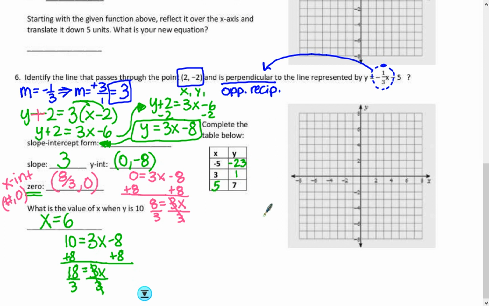Alright, last step is to graph this thing. Remember, we always start our graph at our y-intercept, which is at negative 8. And then from there, I'm just going to slope it up. So I have a slope of 3, so that's up 1, 2, 3, over 1. Up 1, 2, 3, over 1. Alrighty, and then draw in that nice pretty straight line, and we're good to go over here.